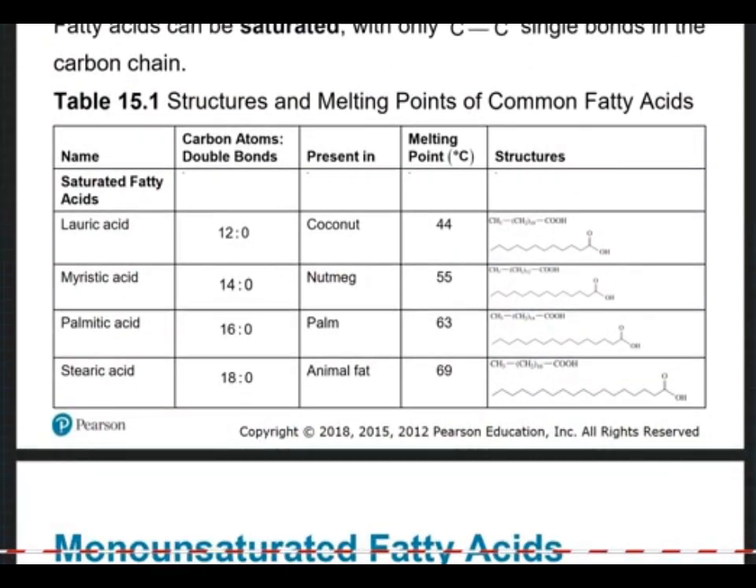So these are some examples of saturated fatty acids. What I'm going to highlight is the correlation between the number of carbons and the melting point. Lauric acid, in coconut oil, which is oil, but it's really solid. Melting point is 44. Myristic in the nutmeg, 55. Palmitic, 16 carbons, 63. Stearic, even more, 69, animal fat. Okay?